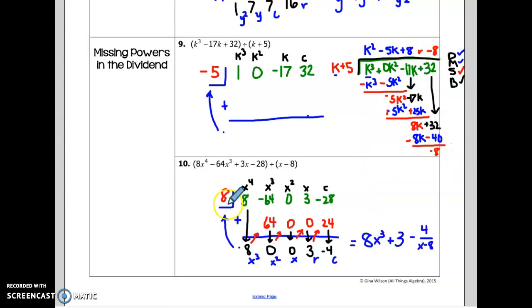Okay, and then this last one, I don't think I had it set up for you, so double check and make sure you agree with the setup. 8 goes in the box because remember we set our divisor equal to 0, solve for x. Do your zigzag pattern. Here's what your answer should be.